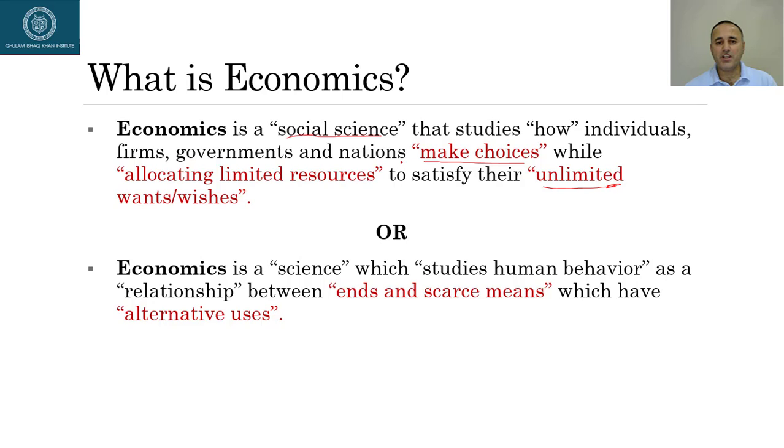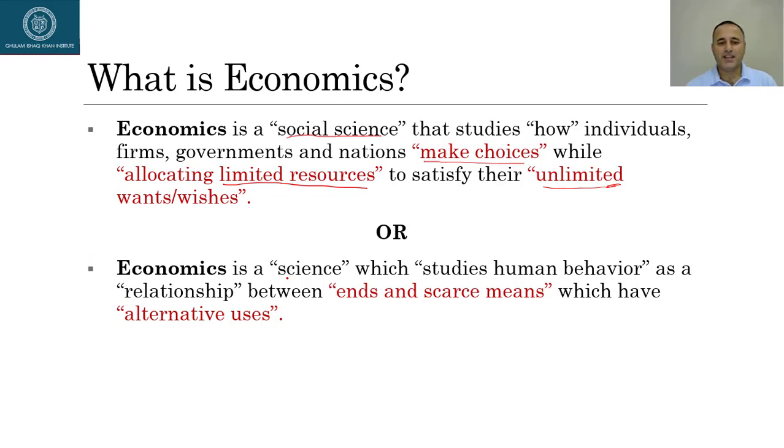So the most important parts of this definition are choices, the allocation of resources, and that it has to be within a certain budget. Whenever I see any definition, I underline all the keywords. The keywords in this definition are choices, limited resources, and unlimited wants. Now there is another definition. These definitions are very similar, but they are describing the same phenomenon in a different way.